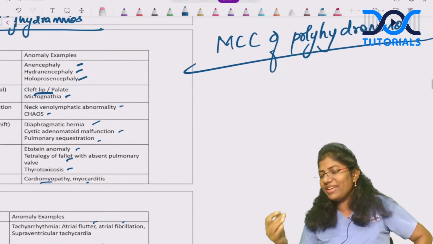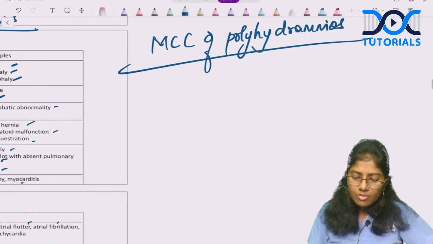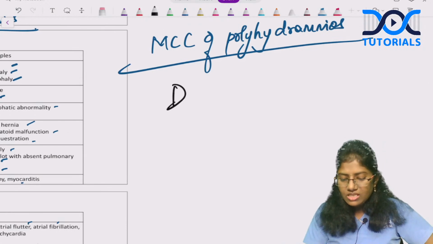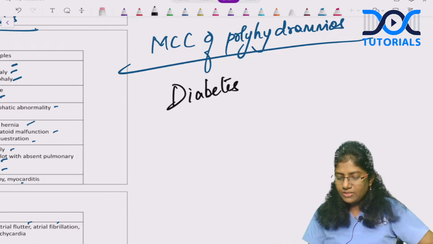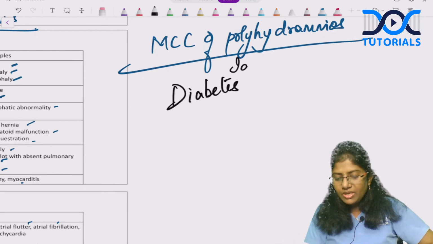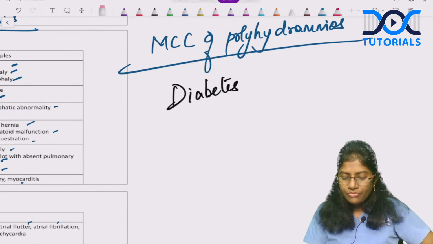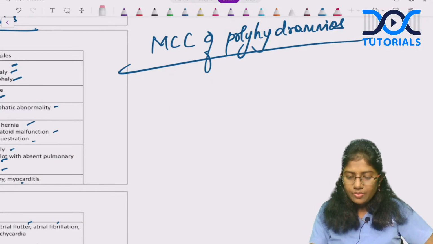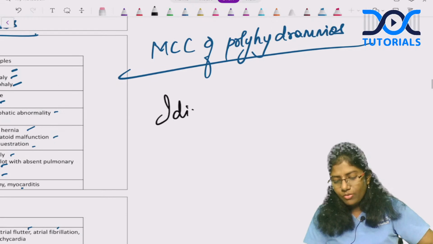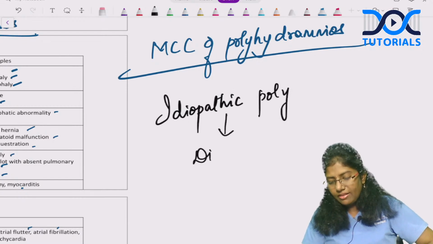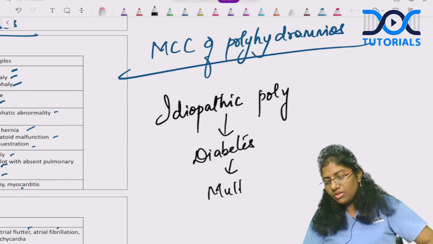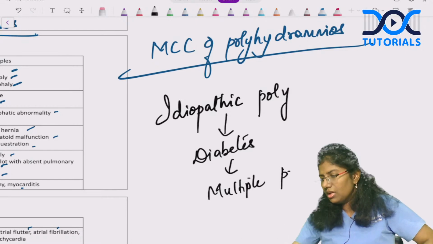In fact, yes, correct Lavanya, you're correct. Diabetes is the most common cause. Okay, diabetes is the most common cause for polyhydramnios. In fact, idiopathic is the most common cause for polyhydramnios. Okay, idiopathic polyhydramnios, but that will not be there in the option. So, if you ask me to be more precise, then I would say idiopathic polyhydramnios is the most common. Then comes diabetes, and then comes multiple pregnancy. These are the commonest causes.